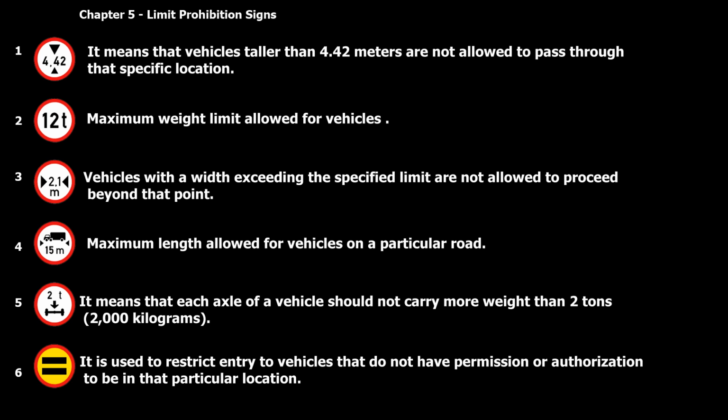And then on sign 6, we see that there are two rectangles nearly stacked on one another. It is used to restrict entry to vehicles that do not have permission or authorization to be in that particular location. So when you see that sign, you must make sure that you have permission or authorization to be in that particular location. Other than that, it's not allowed.